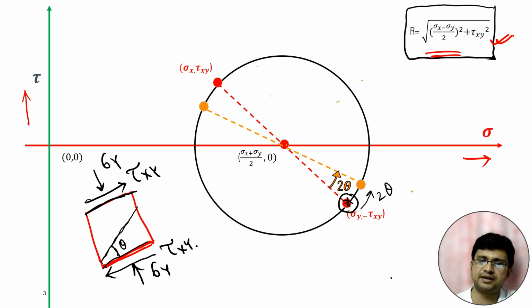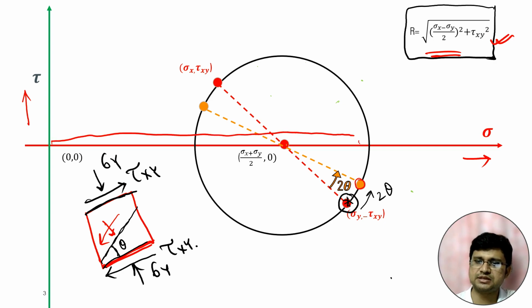And for this particular plane, we will get the value of normal and shear stress. If we just rotate the line by 2 theta, then from this particular point, if we measure the coordinate, this will be the normal stress and this will be the shear stress. So by measuring the coordinate of this particular point, we will actually get the value of normal stress and shear stress for the plane which is at an angle of theta.